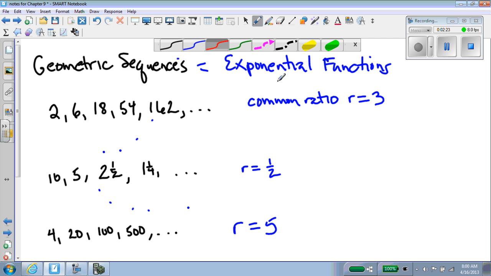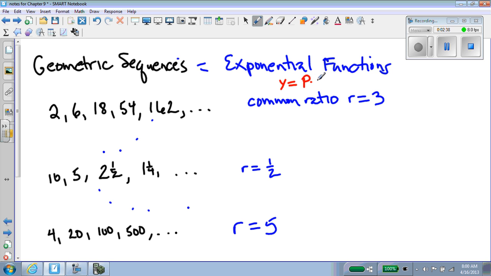Exponential functions had the form y equals some starting point. I think we used P for principal, right? And then there was some base value, and then it was raised to a power to indicate going forward. Well, that's going to happen with our geometric sequences. This base number is our common ratio. So we're tripling every time, or we're halving every time, or we're quintupling every time.